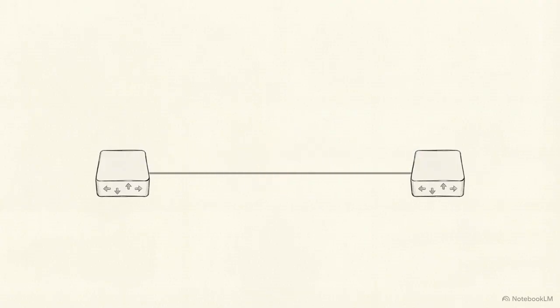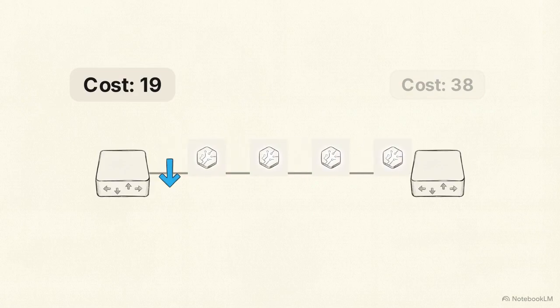To prevent redundant delivery, only 1 port can forward traffic. The switches compare their distances to the root. The one with the lower cost path claims control. That winning interface becomes the designated port.